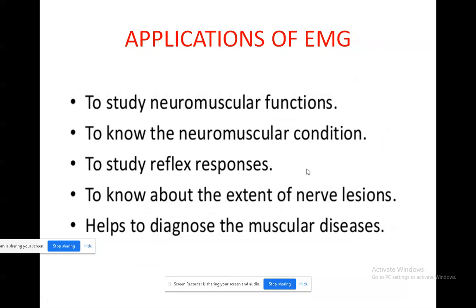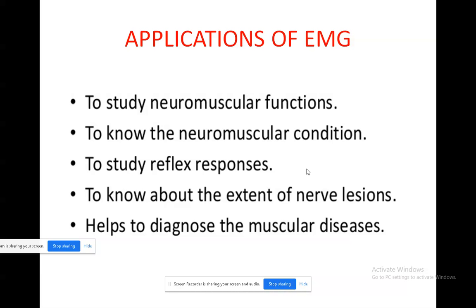Applications of EMG: for studying the neuromuscular function, how the neuromuscular nerves react with the muscles, their functionality can be studied by using the EMG. And then neuromuscular conditions: while you are taking new medicines, how your body reacts will be checked only through the muscles and skin. If you have any allergy to the new medicine, it will be shown only through the skin. You will get pimples or itching, likewise. That is known as a neuromuscular condition.